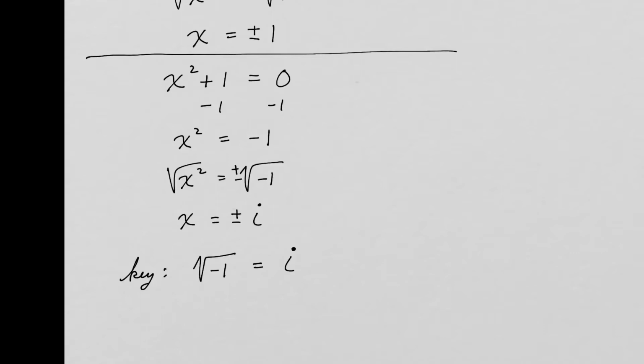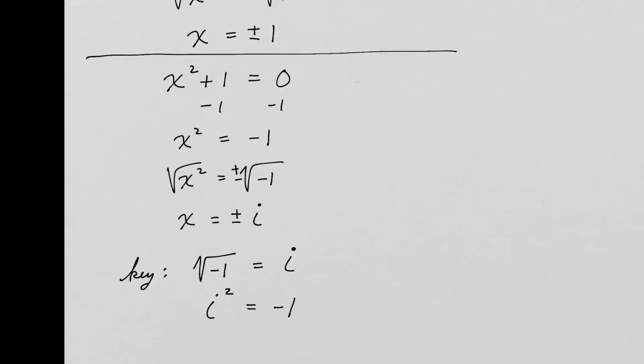And this is going to allow us to do many more problems. By the way, if I square i, here's another way of writing the key here. If I square both sides of that, I'm going to get i squared is equal to -1. So that's another way of saying the same thing. Square root of -1 is i, or i squared is equal to -1.